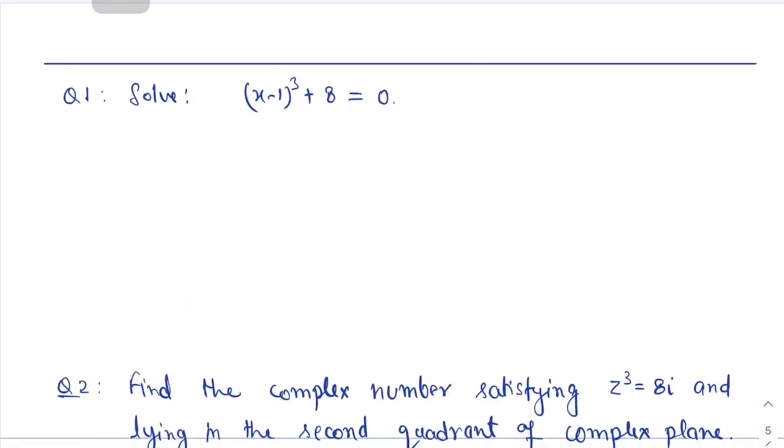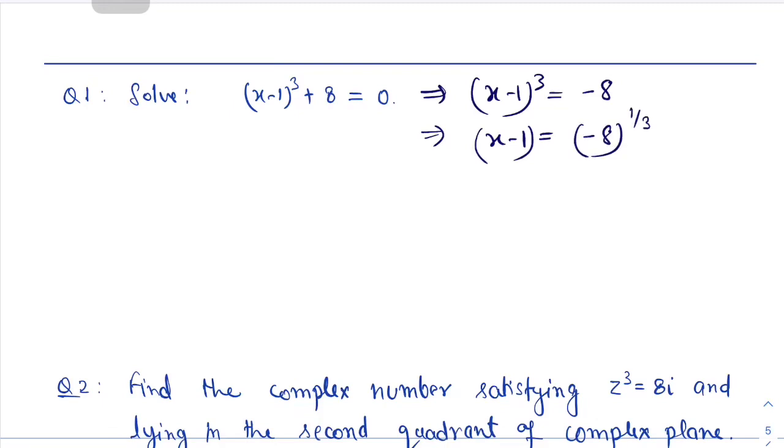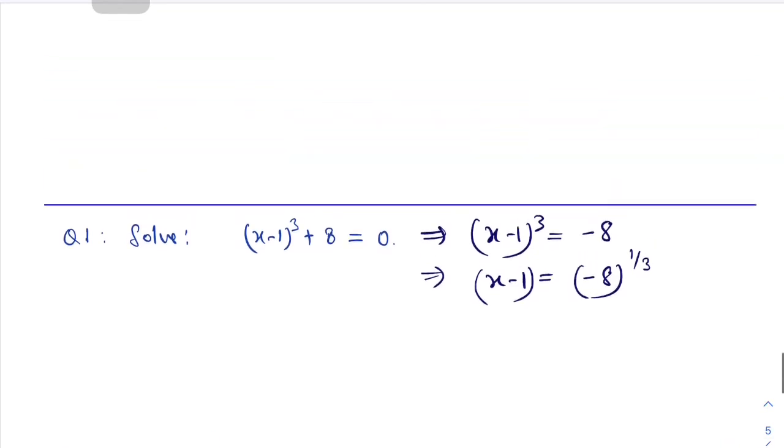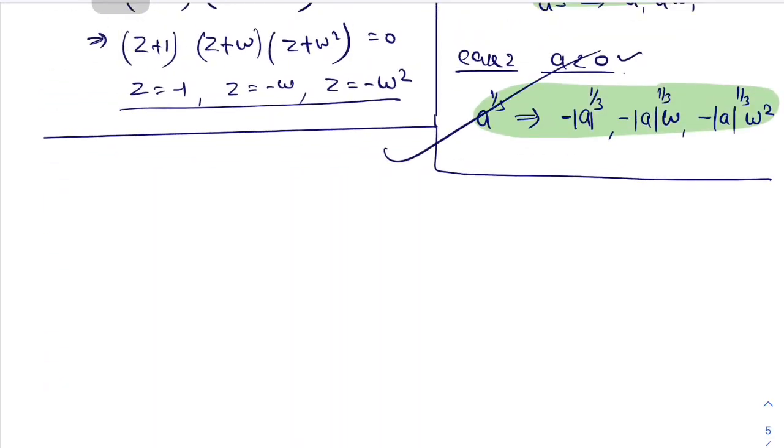This question says solve (x minus 1) whole cube plus 8 equal to 0. One method is to solve it by considering this to be a polynomial equation. The other method is by using this cube root of 1 or minus 1. Okay, so we can write this equation as (x minus 1) whole cube is equal to what? Minus 8, or x minus 1 is equal to cube root of minus 8. Okay, so we can apply this thing, cube root of any negative number.